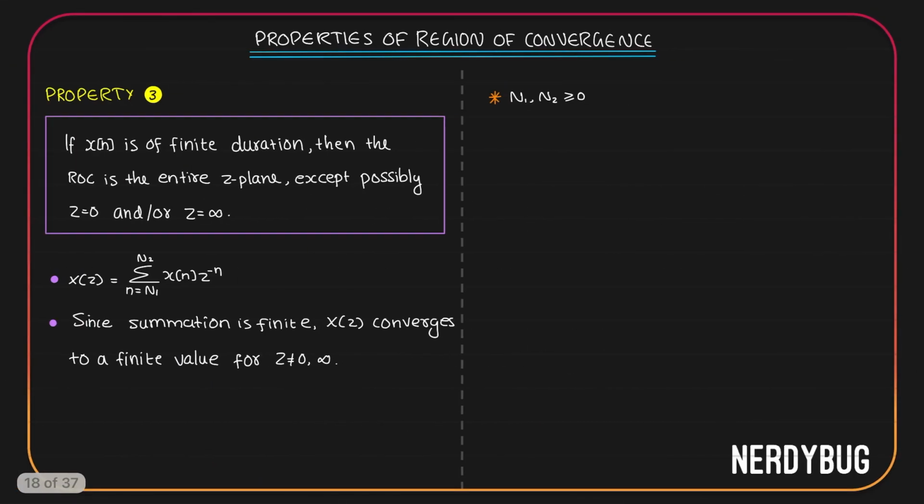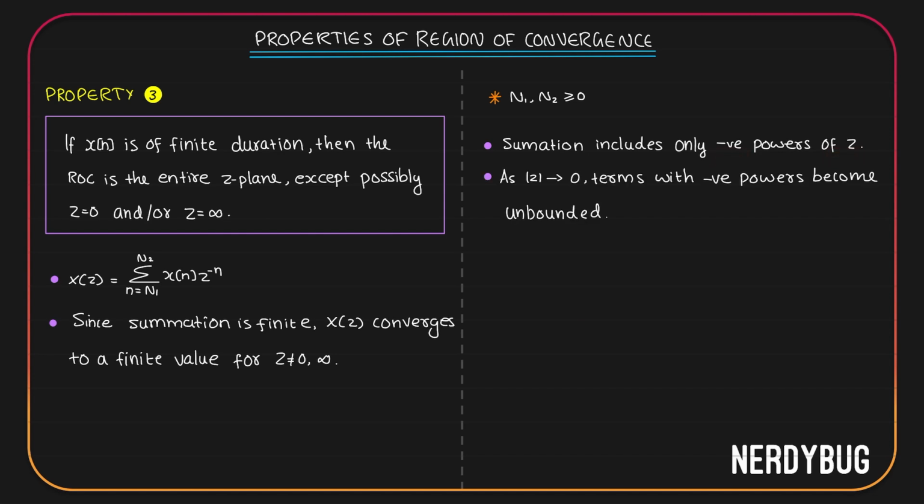Let us take a second case where n1 and n2 are both greater than or equal to 0. N takes every value from n1 to n2, but n1 and n2 both are positive. So the value of n is always going to be positive, which means the value of minus n is always going to be negative. So the summation will include only negative powers of z. In that case, when the magnitude of z becomes equal to 0, the terms with negative powers will become unbounded. We will get 1 by 0, which is unbounded. So z equal to 0 cannot be included in the ROC.